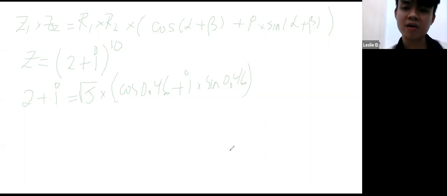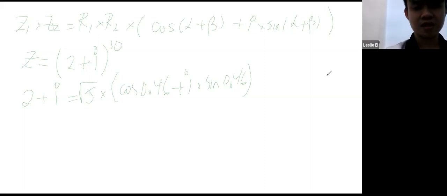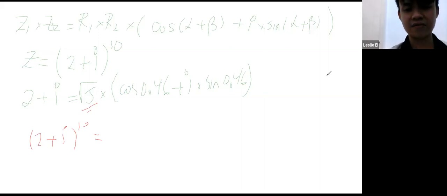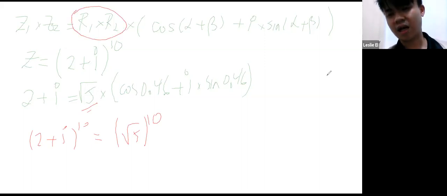So when I say power of 10, meaning how many times will you do the multiplication? 10 times. So 2 plus I to the power of 10: the root 5 you multiply with root 5, right, for 10 times. That's what I mean by R1 times R2. So it's as simple as multiplying the R, which is root 5, for 10 times. So it becomes root 5 to the power of 10.